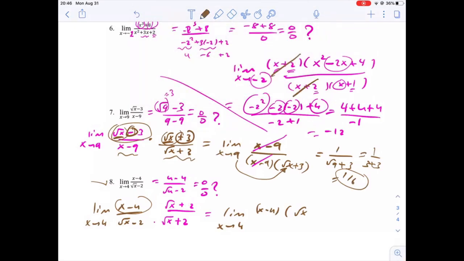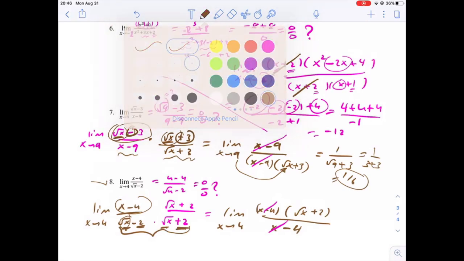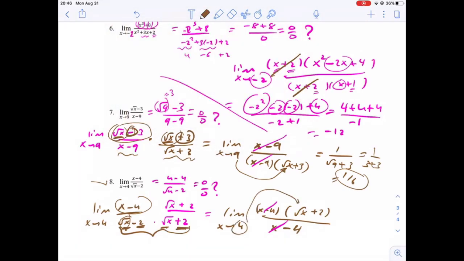Okay, square root x plus 2, and the denominator we have expression times its conjugate. We get x without the square root. That's square root x times square root x, which is x. Negative 2 times plus 2 is negative 4. And then we simplify. We cancel this with this, and then we plug the value of the limit. We put it here, square root 4 plus 2, that's 2 plus 2, which is equal to 4.